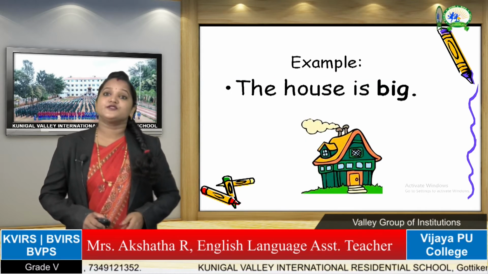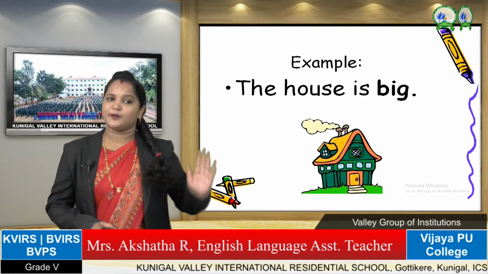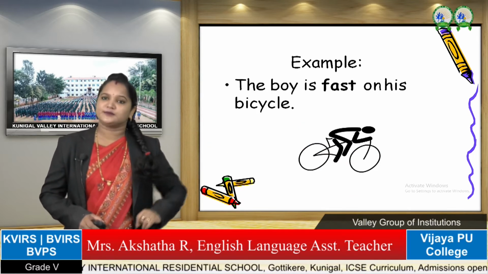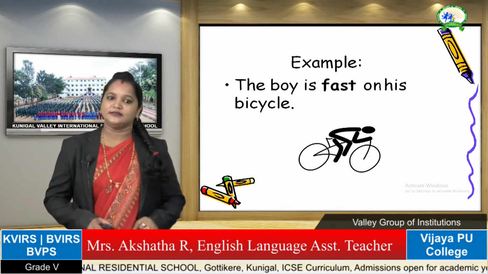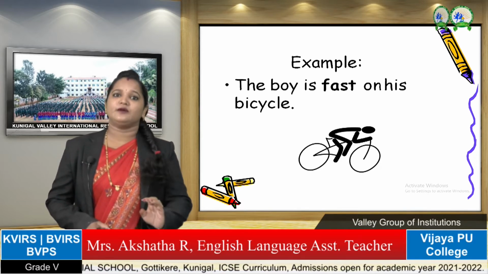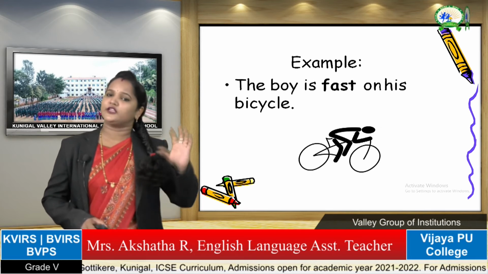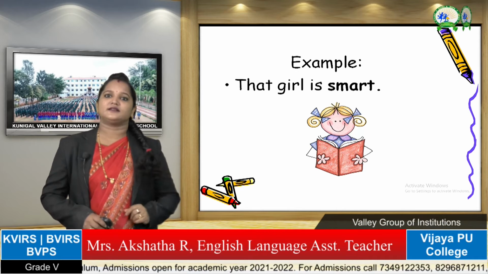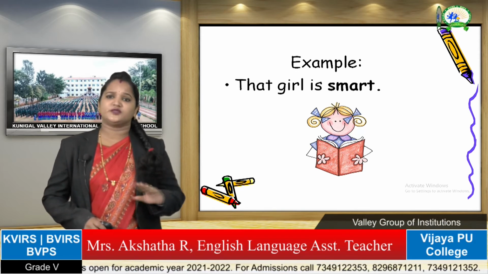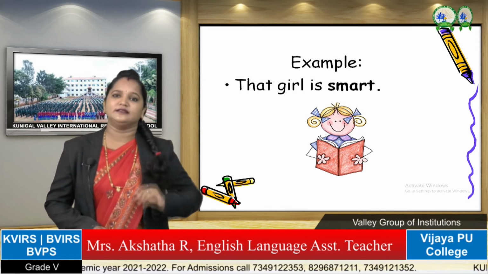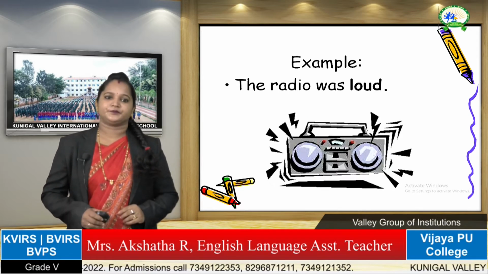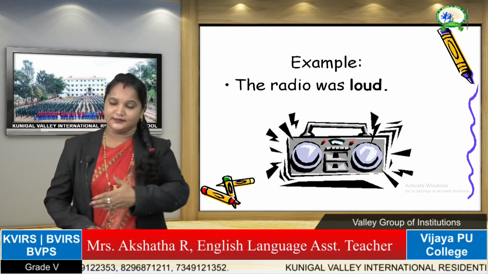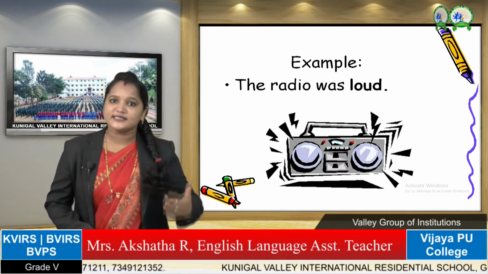For example, the house is big. Here, no comparison. We are talking about that house. We are telling that it is big. The boy is fast on his bicycle. Here fast is a describing word, but we are not comparing anybody here. We are talking only about that boy. The girl is smart. It's a positive degree because there is no comparison. We are talking about only one girl. The radio was loud. We are talking about the radio. There is no other comparison. So loud is a positive degree.